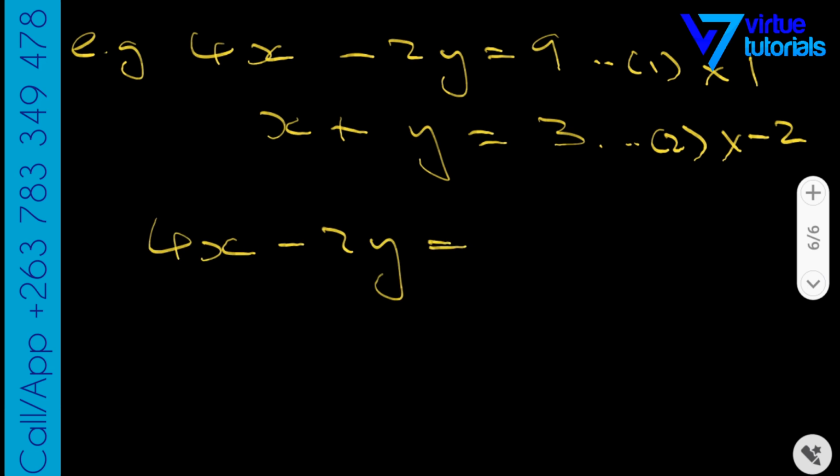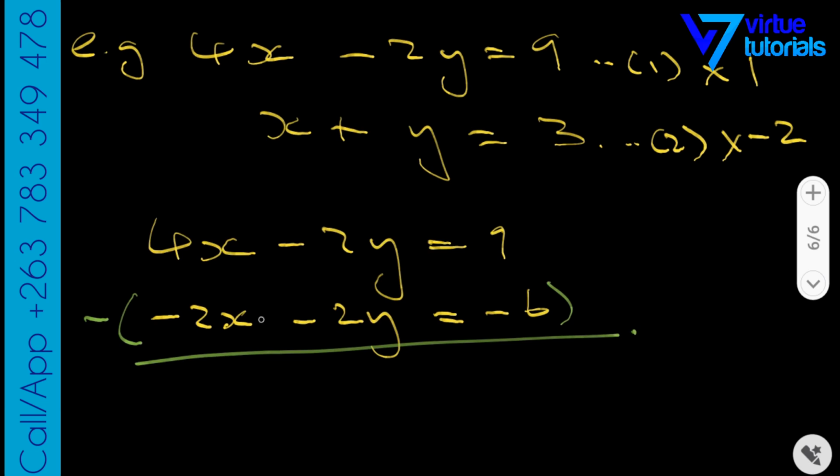4x minus 2y is equal to 9. But this one is multiplied by minus 2, so I get minus 2x minus 2y is equal to minus 6. And again, we subtract this second equation from the first one. 4x minus a minus 2x. Now, if I have a minus and a minus, I get a plus. So 4x plus 2x gives you 6x. Minus 2y minus a minus 2y cancels off. You get nothing. 9 minus a minus 6 is a plus, so 9 plus 6 gives you 15.